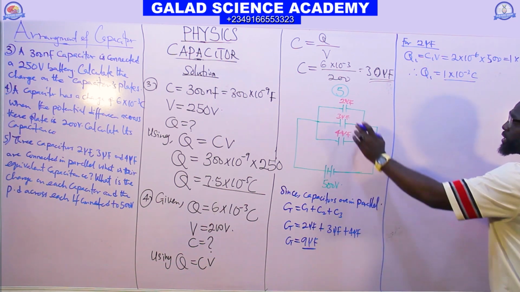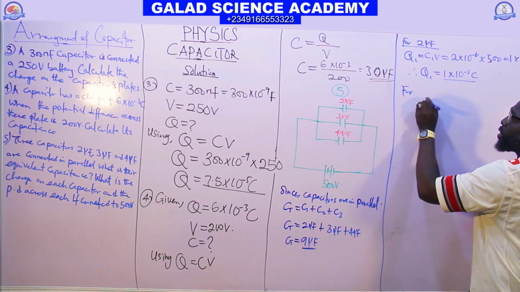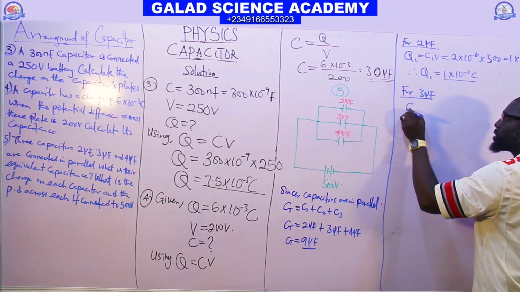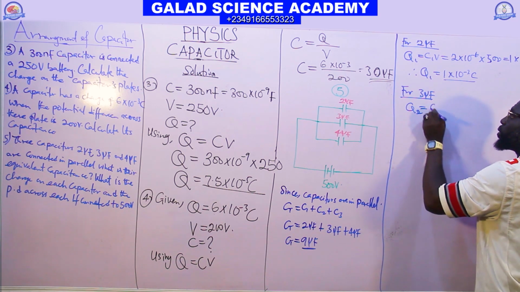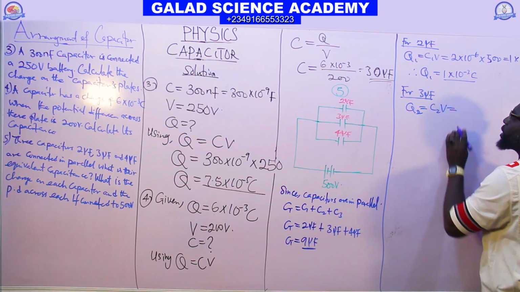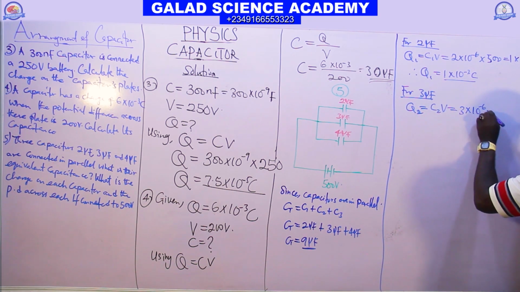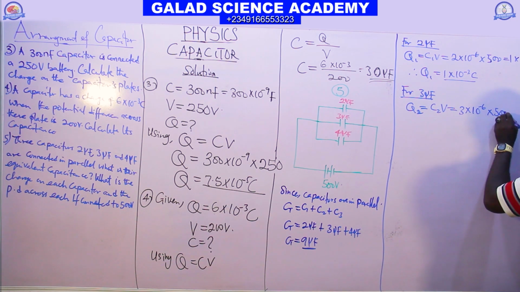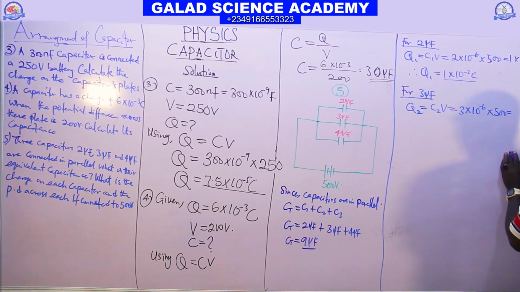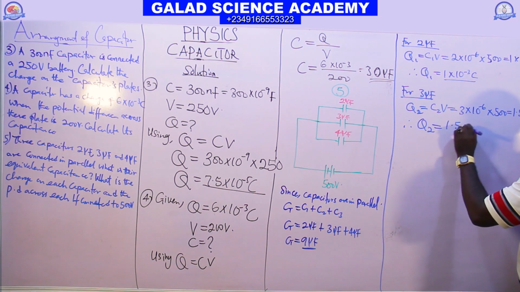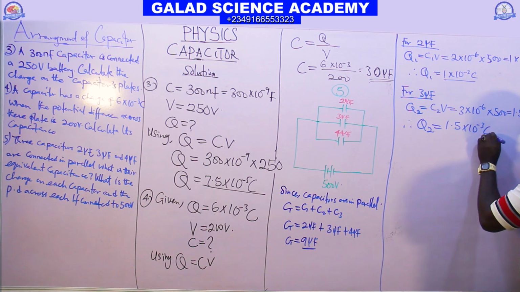The second one, for 3 microfarad, Q2 equals C2 V. C2 is 3 multiplied by 10 raised to the power minus 6, multiplied by 500. 3 times 5 is 15, that will be 1.5 times 10 raised to the power minus 3 coulomb. Therefore, Q2 is equal to 1.5 times 10 raised to the power minus 3 coulomb.